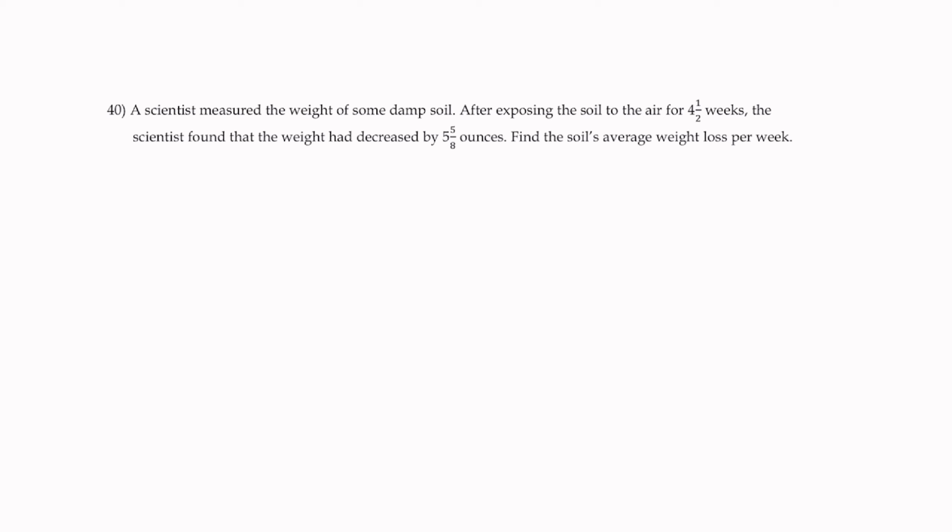And the 40th, 2 more questions and the chapter is done. A scientist measured the weight of some damp soil. After exposing the soil to the air for 4 1/2 weeks. So the exposition, how long was it? Let's write the information. 4 1/2, which is 9/2. The scientist found that the weight had decreased by 5/8 ounces. So what's the weight decrease that we have?